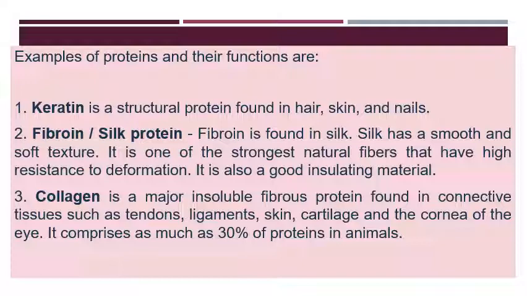Fibroin or silk protein. Fibroin is found in silk. Silk has a smooth and soft texture. It is one of the strongest natural fibers that have high resistance to deformation. It is also a good insulating material. Collagen is a major insoluble fibrous protein found in connective tissues such as tendons, ligaments, skin, cartilage, and the cornea of the eye. It comprises as much as 30% of proteins in animals.